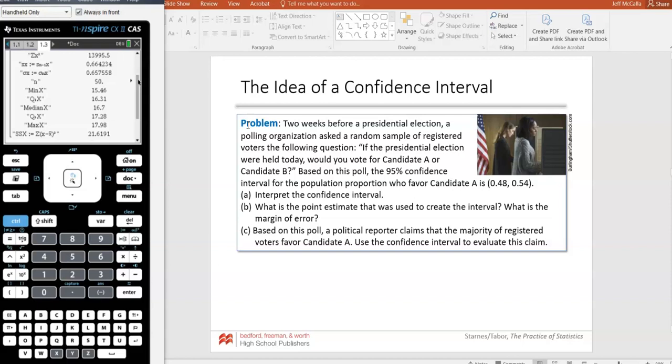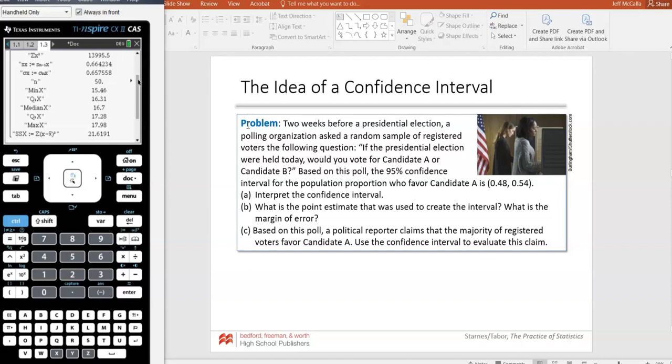So two weeks before a presidential election, a polling organization asked a random sample of registered voters the following question. If the presidential election was held today, would you vote for candidate A or candidate B? Based on this poll, the 95% confidence interval for the population proportion who favor candidate A is 0.48 to 0.54. Interpret the confidence interval. So I'm 95% confident, based on the sample, that the true proportion of folks who would vote for candidate A is between 48% and 54%.